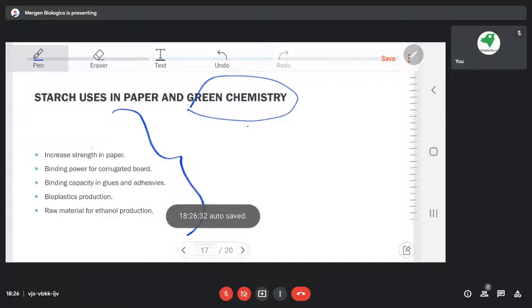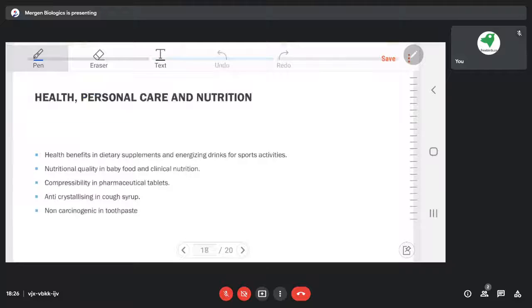Then bioplastic production, starch helps in bioplastic production. The raw material of ethanol production is also provided by starch. Again, in health and personal care, starch also has a very important part. An important role of starch is anti-crystallizing in cough syrup. Then non-carcinogenic in toothpaste. Our toothpaste also has starch which is non-carcinogenic, that is, it doesn't cause cancer.